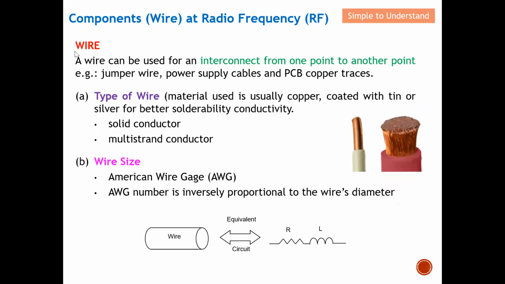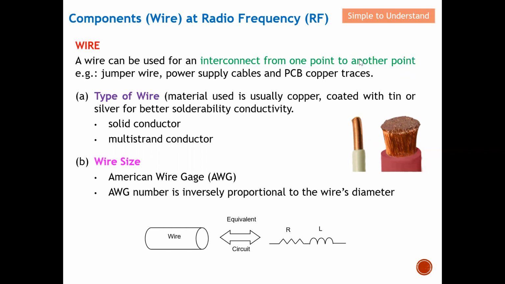Like I mentioned earlier on, in the part 1 series discussion, I will concentrate on wire. Over here, I'm going to discuss the behavior of wire at a higher frequency, such as radio frequency. A wire can be used for an interconnect from one point to another point. Typically, we'll be using this wire to connect one point to another point.